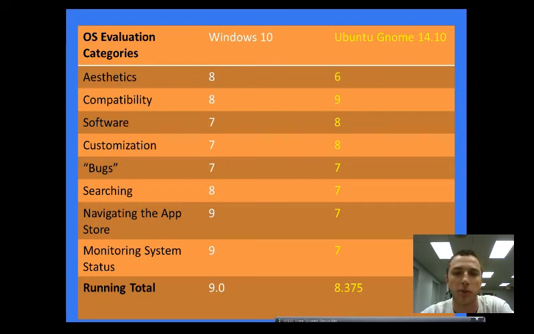Searching, Windows 10 was just a little bit more accessible, which I liked. Both the general search and the desktop search are more accessible. Navigating the App Store, much more organized App Store on Windows 10. It was just cleaner, a lot easier to tell where my actions were. Monitoring system status, again, just much more accessible with Windows 10. I showed you that one menu had about 8 options, so that was way better than Ubuntu Gnome's, where I had to navigate through a bunch of different menus just to find different options to check my status.